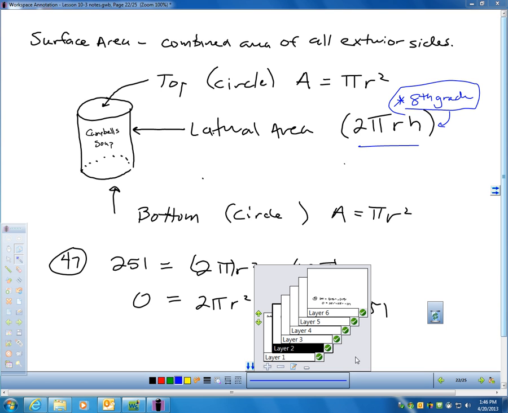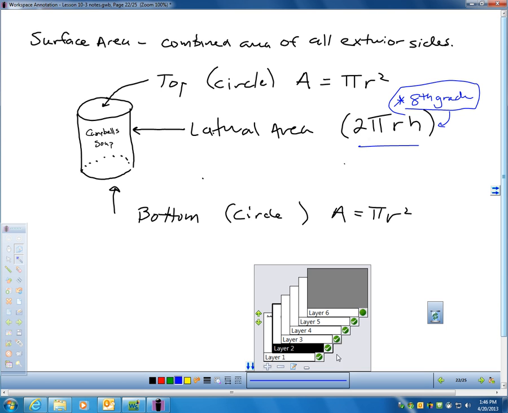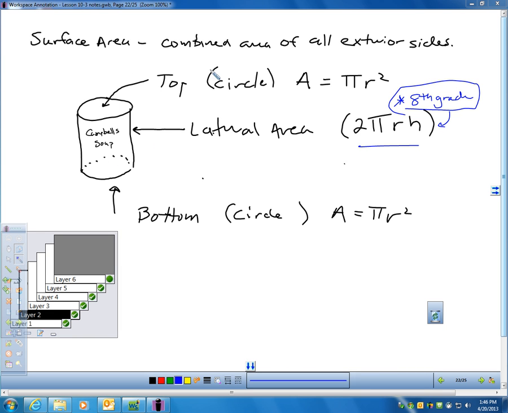To find the total surface area, let me write this out. The total surface area would be taking the top area and the bottom area and adding those together. Let me write out the total surface area of a cylinder formula. It'd be 2 sets of pi r squared, top and bottom, plus 2 pi rh. That's the total surface area.